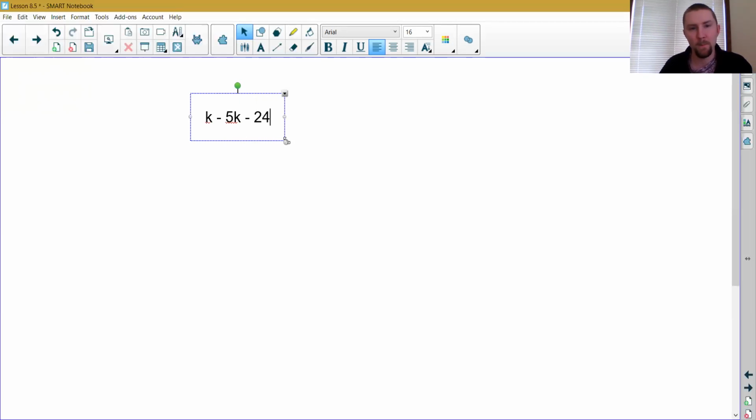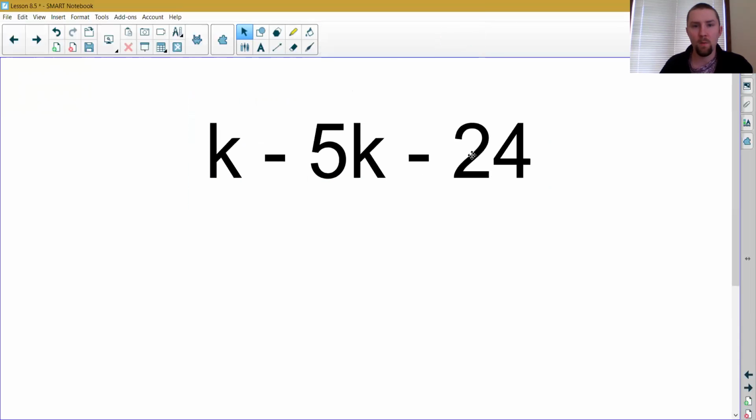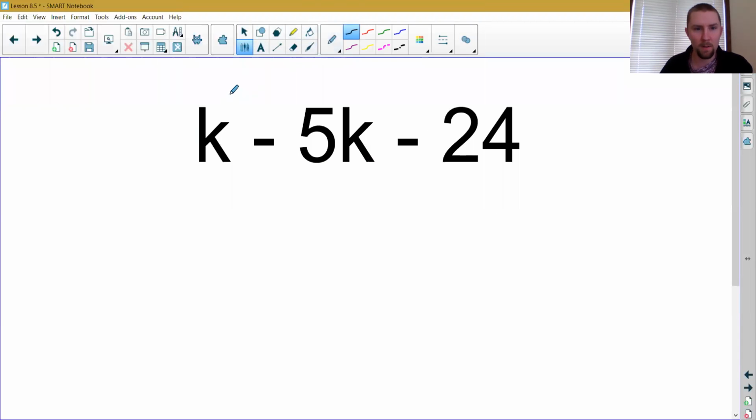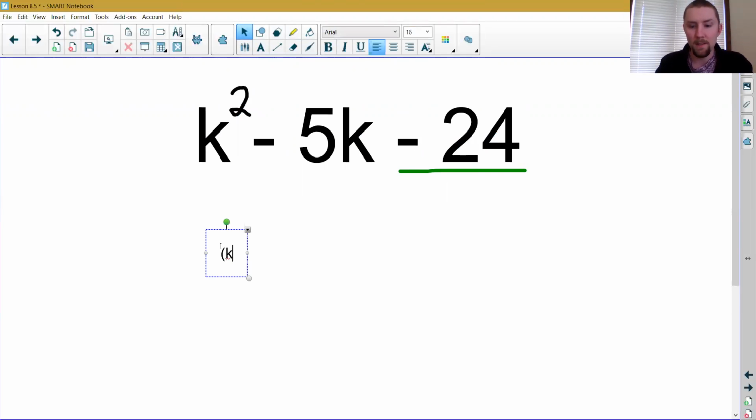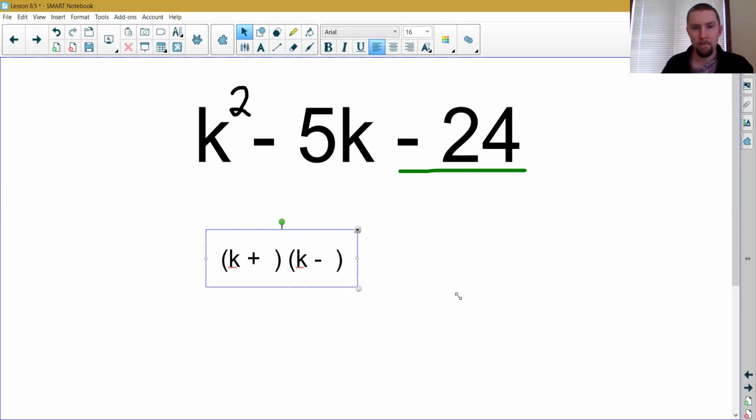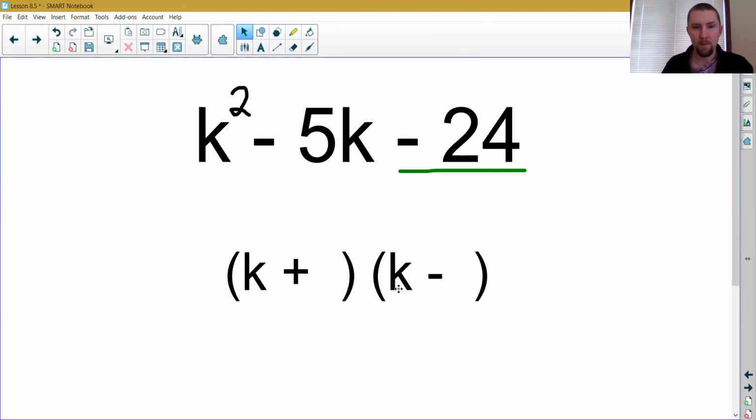24. There we go. Okay, so we'll do this one now. K squared minus 5k minus 24. Again, I want you to notice my last number is a negative, so I know I'm going to have one positive, one negative. When I factor this out, when I make my factored form, there's going to be k plus something, and there's going to be k minus something. Okay, that's going to be my factored form right there.